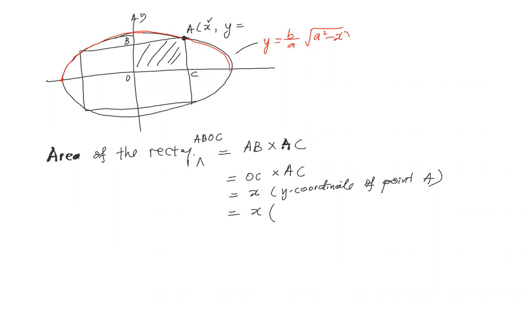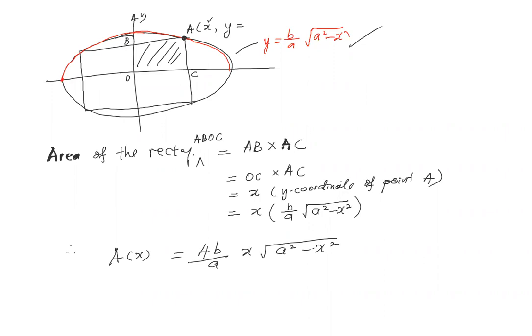E over A square root A squared minus X squared. Thank you, Nicholas. Because A lies on the curve, you can write the Y coordinate according to this formula. So therefore, the area of the seating plan is 4 times, correct? It's 4 times 4B over A, X square root of A squared minus X squared. So done, because these four areas are all the same.